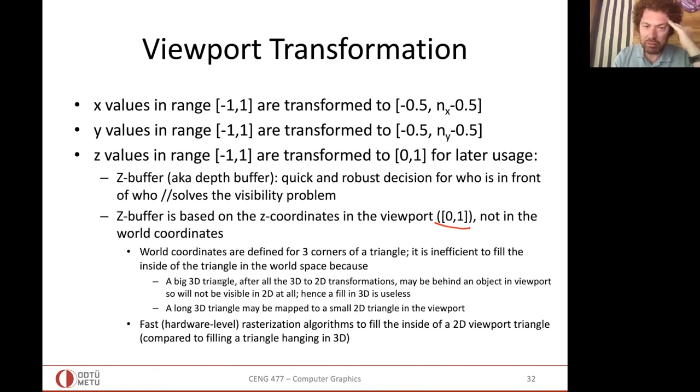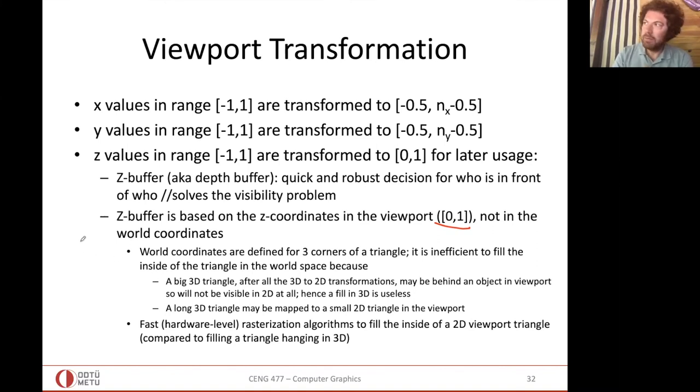Okay, so that's why we don't fill up the triangle in 3D. We will just do it in 2D later using rasterization. Also, the long 3D triangle can be very small after the projection into the viewport. So then again, most of the work you have done to fill all this long triangle would be going to waste.